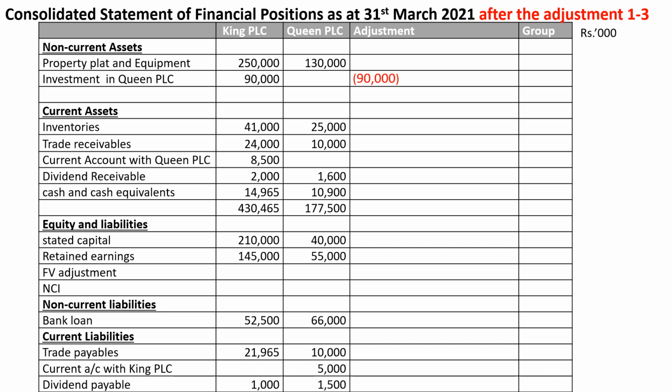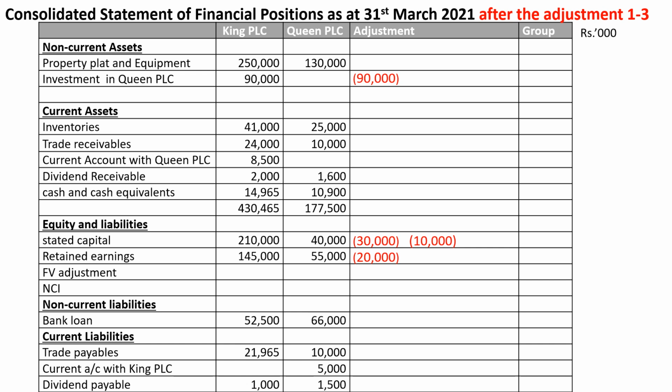Then stated capital should always transfer. So you can remember that 75% belongs to King, which means 30,000, and 10,000 belongs to the non-controlling interest, which is 25%. Then retained earnings, they stated that 20,000 is the pre-acquisition reserves.